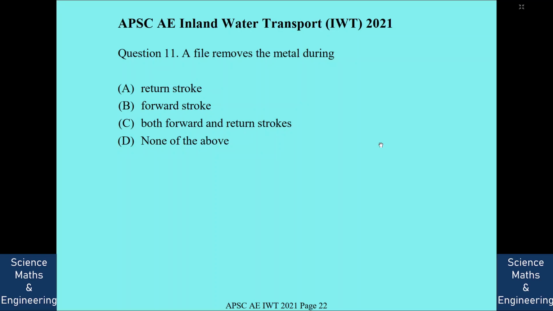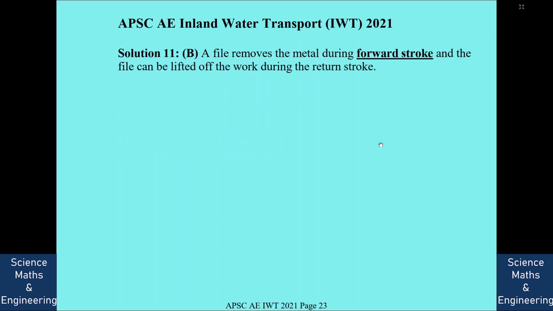A file removes the metal during A. return stroke, B. forward stroke, C. both forward and return strokes or D. none of the above. So the answer is a file removes the metal during forward stroke, and the file can be lifted off the work during the return stroke as there is no cutting action.